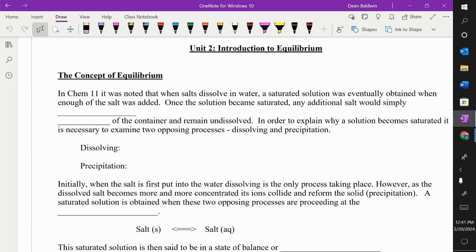You can't dissolve any more salt. It just sits on the bottom. Okay? And so any additional salt would just sit on the bottom of the beaker or whatever it was in. Okay? Fall to the bottom.